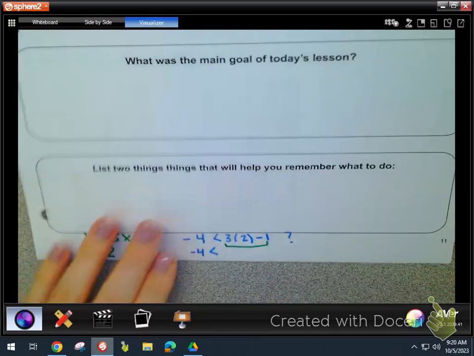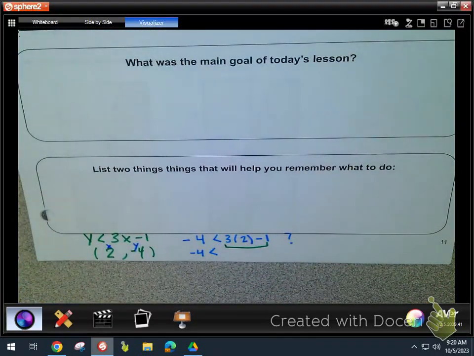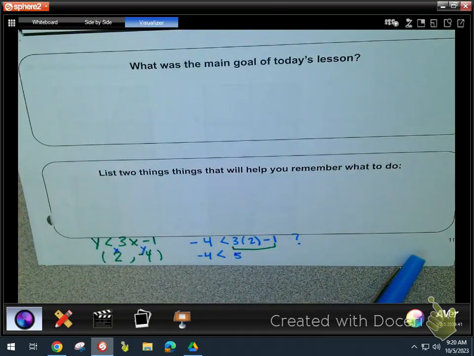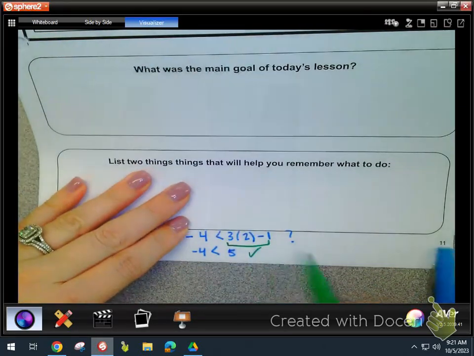All right, what about this? 3 times 2 minus 1. You can probably do this in your head. 3 times 2 is 6, minus 1 is 5. True or false? What does that symbol say? Less than, sideways L. Is negative 4 less than 5? Yes. So is this a solution? Yes.